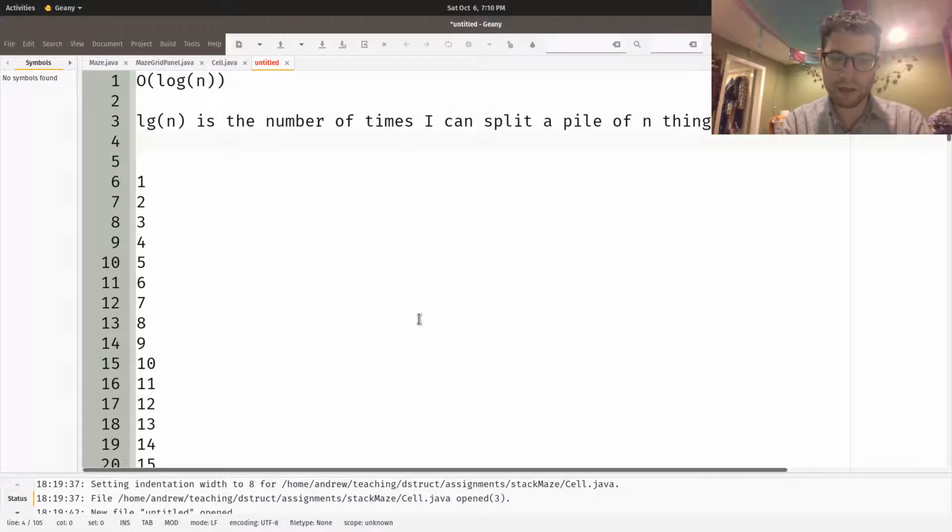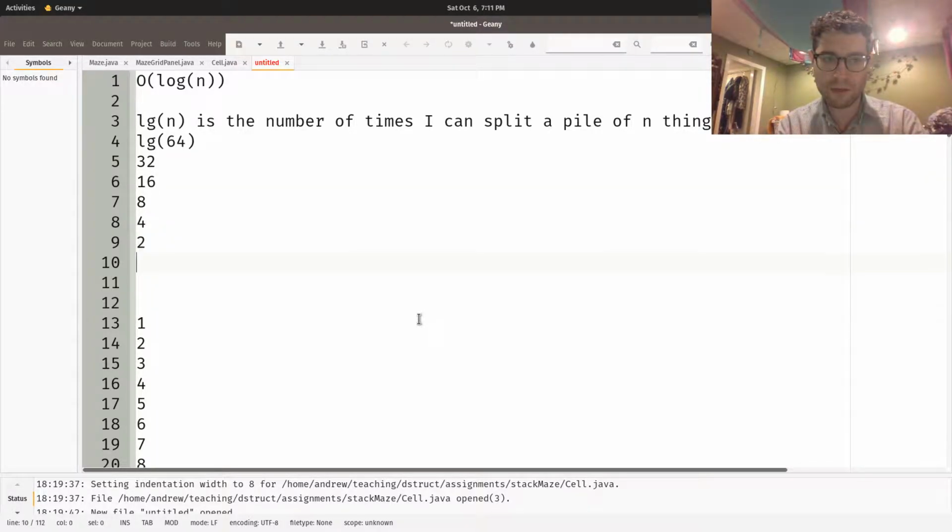So let's go ahead and take an example of log base 2 of 64. That means that I have 64 things. I'm going to split that in half once, and I've got 2 piles of 32. And then I'm going to split those piles of 32 in half again, into 16. Then I split those piles in half once again into 8, and then 4, and then 2, and then 1. All in total, how many splits were there?